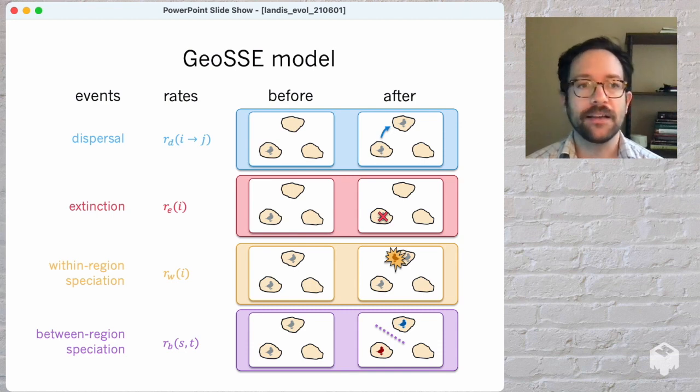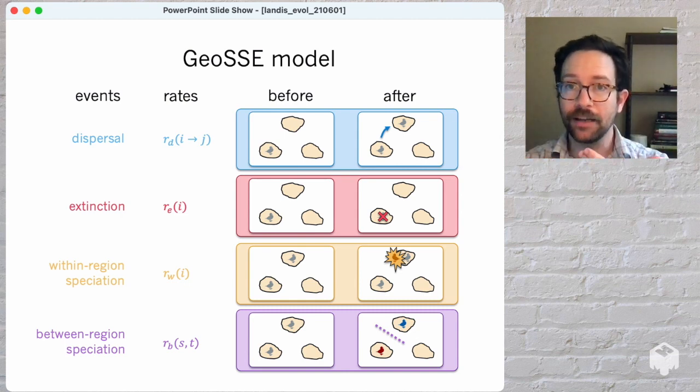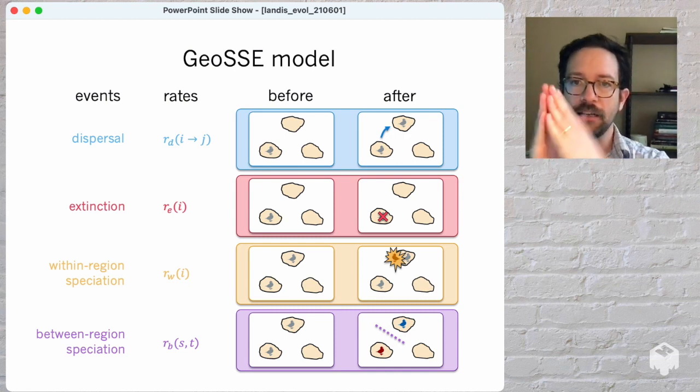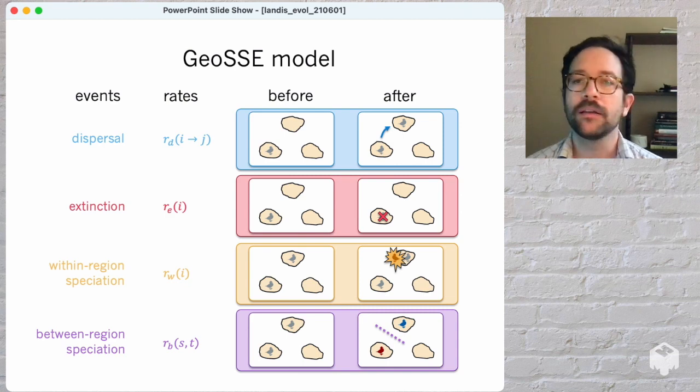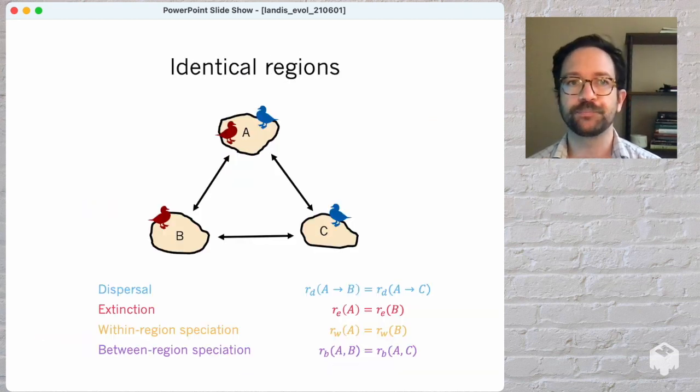New lineages can arise through within-region speciation, r sub w, in one of any of the ancestral regions in a species range. And finally, between-region speciation acts upon widespread species and can split one lineage into two, presumably on the basis of the existence of a geographical barrier severing gene flow between populations.